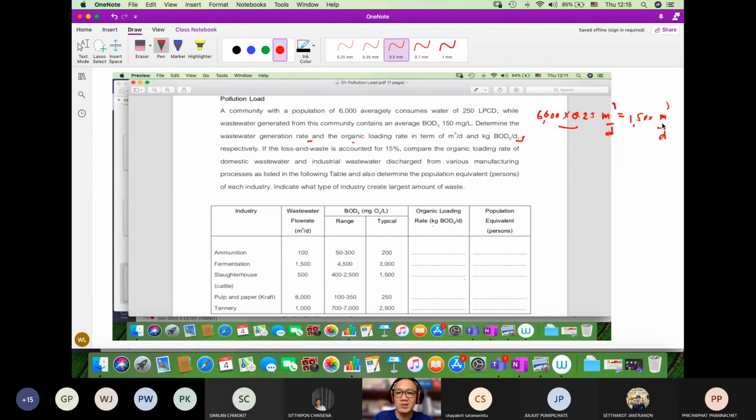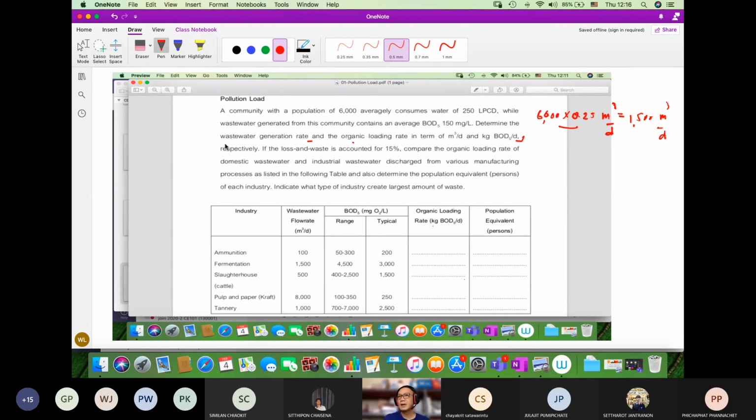So this is the water used, in cubic meters per day. But the loss and waste is accounted for 15%. The thing is, suppose we use 250 liters per capita per day, but this water after being used becomes wastewater. It doesn't always mean 100% of the water used becomes wastewater.